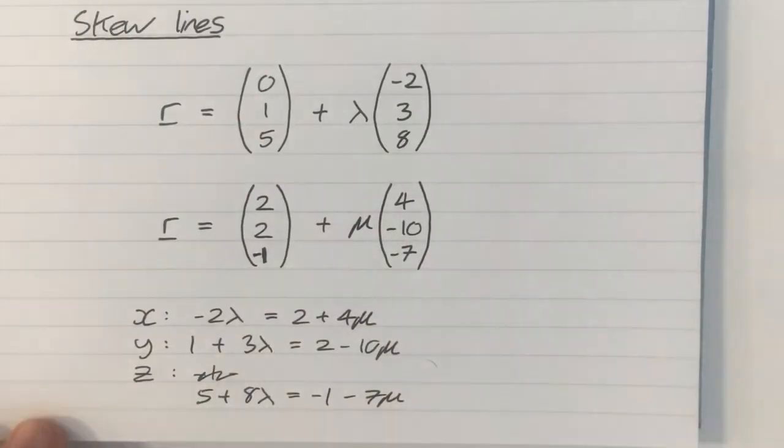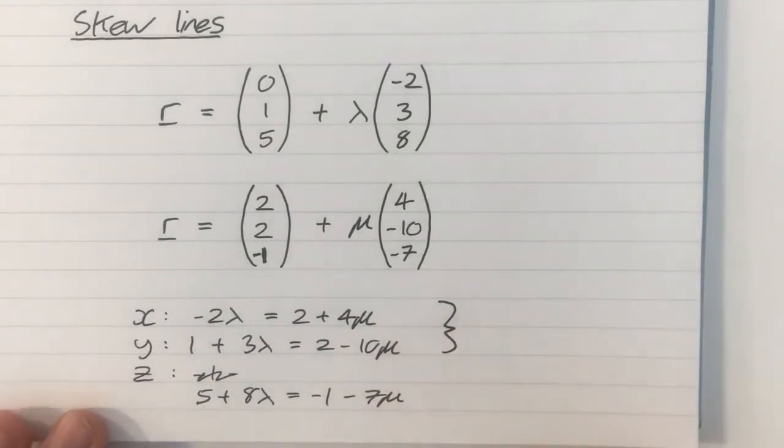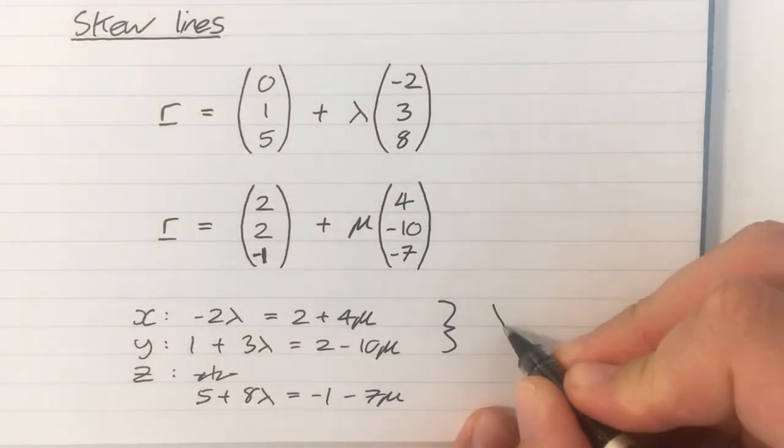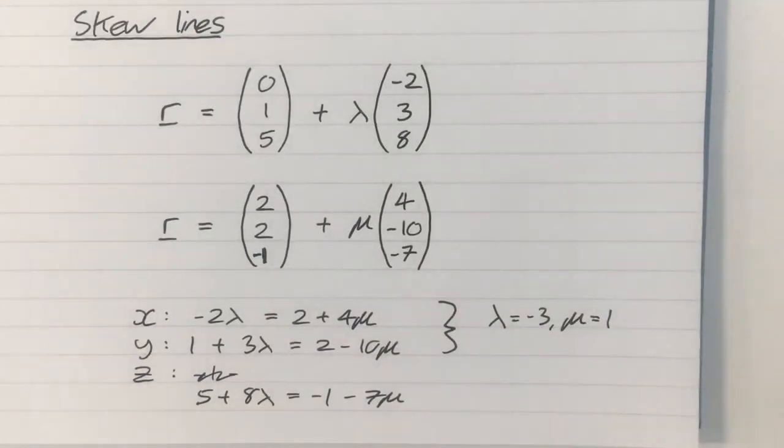Now, here we cannot just solve one because they've all got lambda and mu in it, so we're going to have to solve a pair. You can use an equation solver, you can use elimination, you can use substitution, you can use a matrix method. Doesn't really matter. Exam will never ask. But the solutions to these are lambda equals minus 3 and mu equals 1. And you can check that. So 6 equals 6 and minus 8 equals minus 8. So they satisfy that.